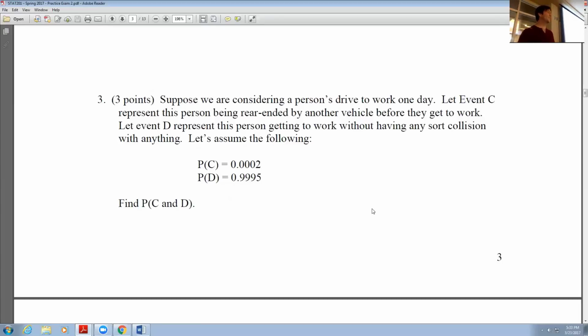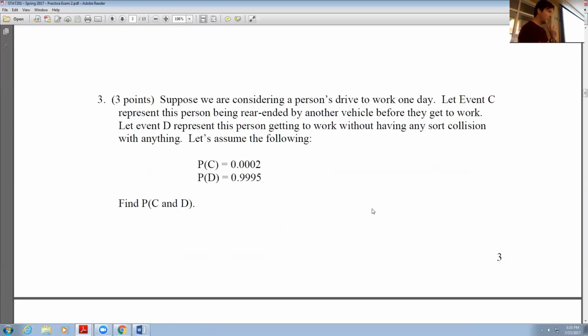Suppose we are considering a person who drives to work one day. Let event C represent this person being rear-ended by another vehicle before they get to work. Oh, I remember this one. This got people. This is a tricky question. Let event D represent this person gets to work safely without having any sort of collision. And so C is getting rear-ended and D is getting to work safely.